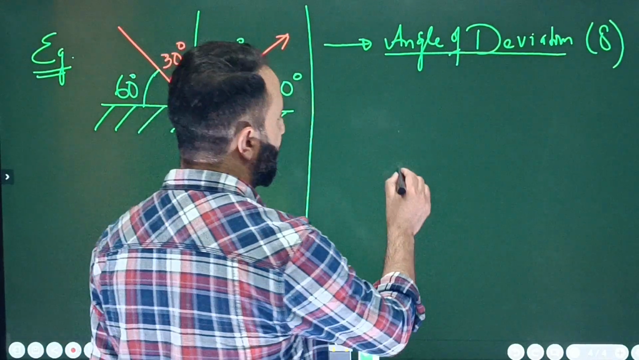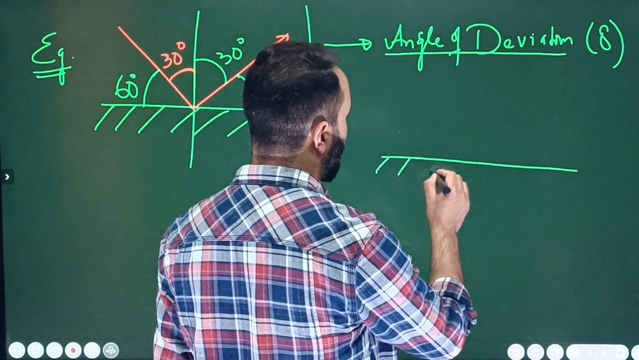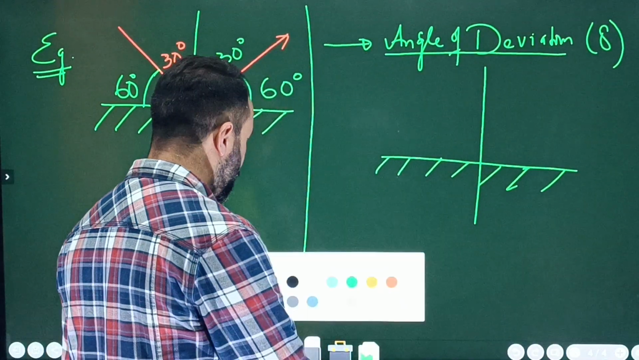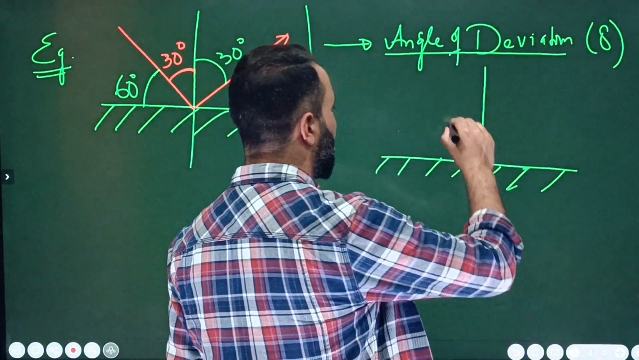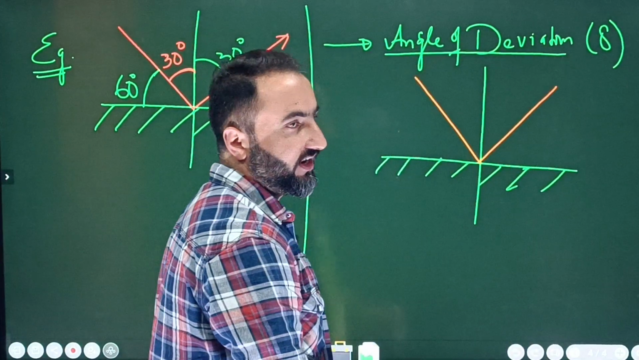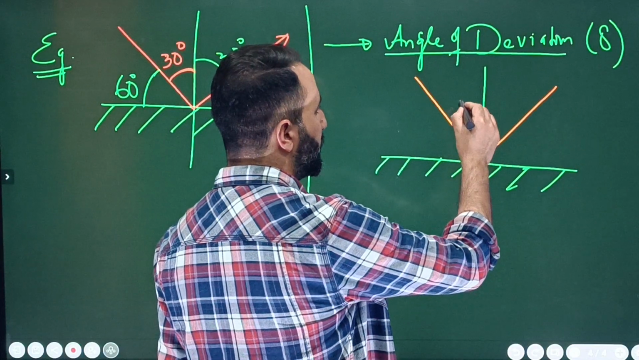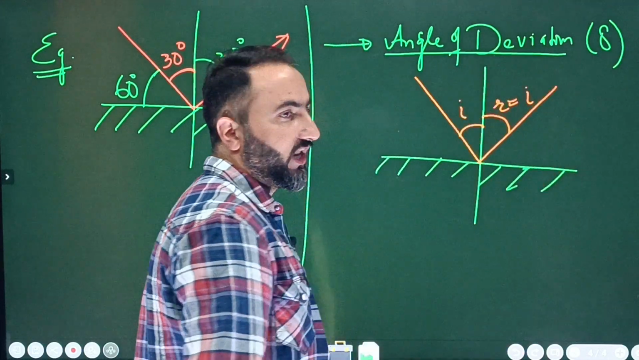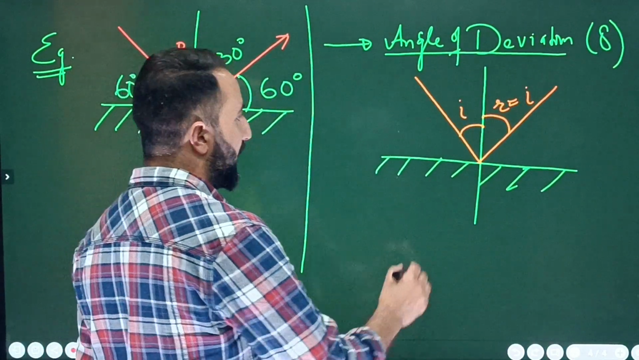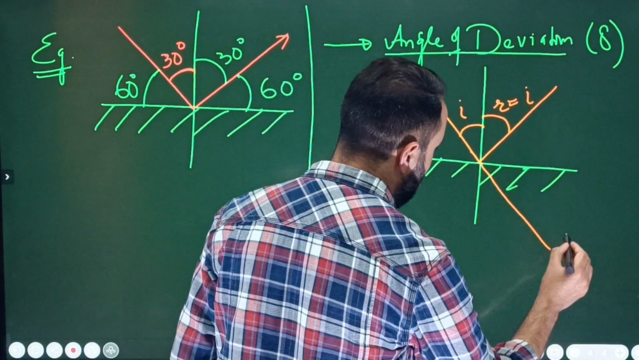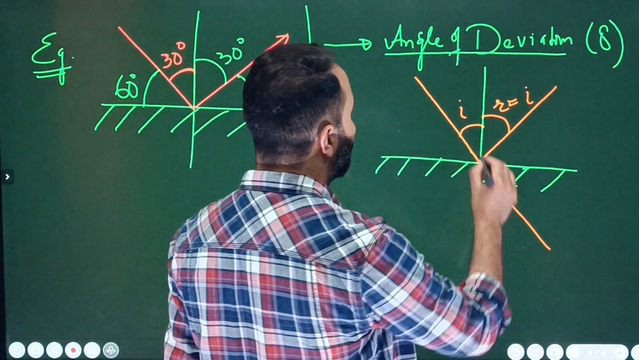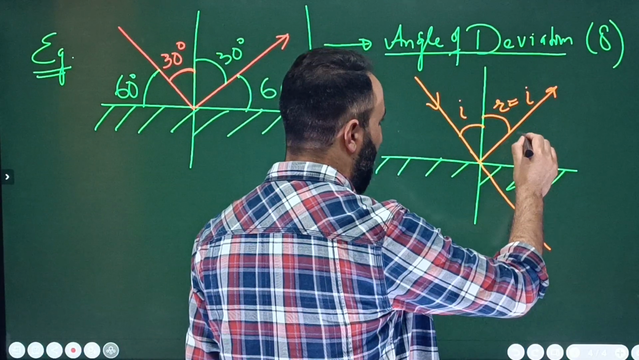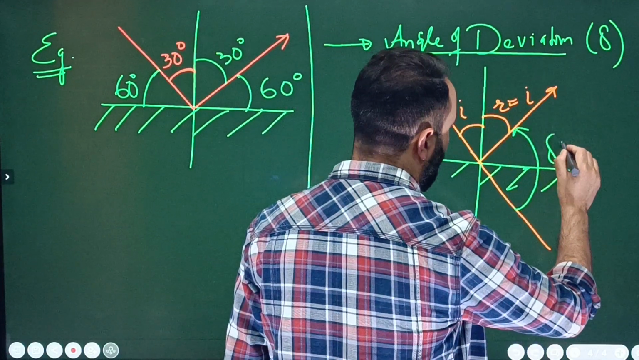So for example, here we have the mirror. Now this is the normal to the mirror, and this is the incident ray. When this is the incident ray, obviously this is the reflected ray. Suppose this angle of incidence is equal to I, then angle of reflection is equal to R, which will in turn be equal to angle of incidence. Now this is the initial direction of the incident ray, and the incident ray has got rotated by this angle.